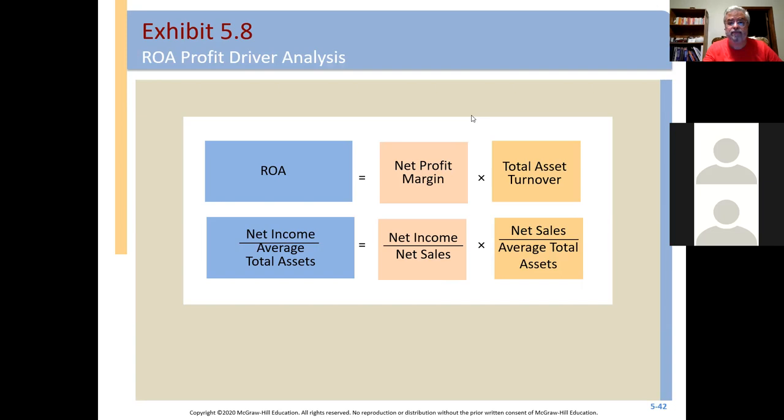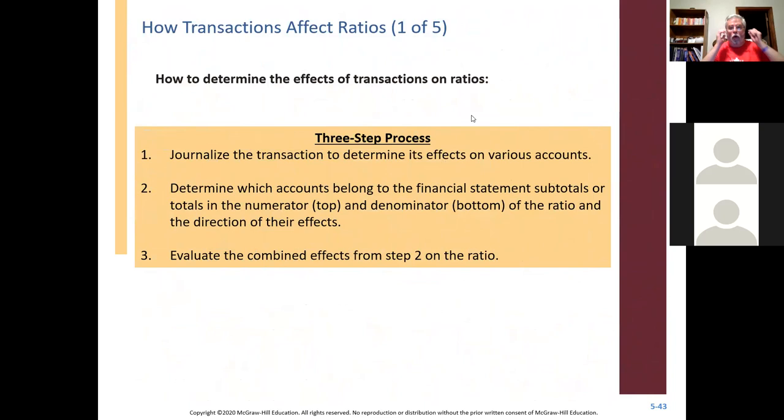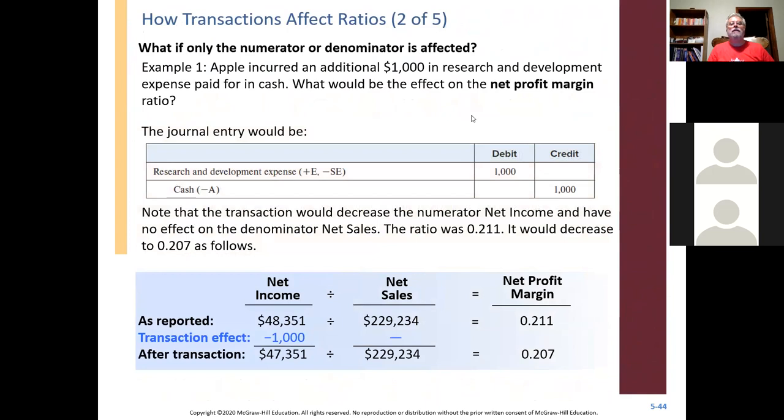Now, the thing to keep in mind is that all of this work that we've done in previous weeks can help us understand the effects on ratios. And you can see we have a process to determine how transactions affect these ratios. So let's begin by looking at this. Apple has incurred an additional $1,000 in research and development that it paid in cash. Well, what's the effect on the net profit margin ratio?